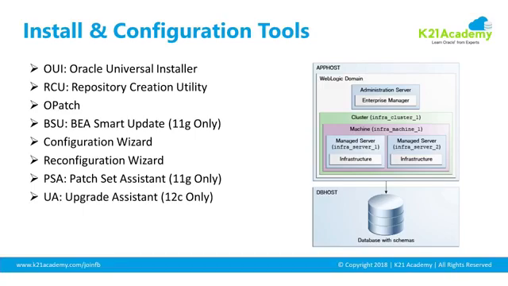PSA, which stands for Patch Set Assistant, was in 11g to upgrade the database schemas that you created using RCU for Oracle Fusion Middleware. And Upgrade Assistant, as the name suggests, is used to upgrade from 11g to 12c, or for the schema patches you apply in the 12c version of WebLogic. Are you all with me? Are you getting my point? Does it all make sense to you from the install and configure tools?